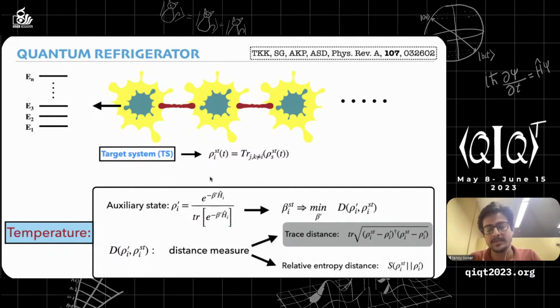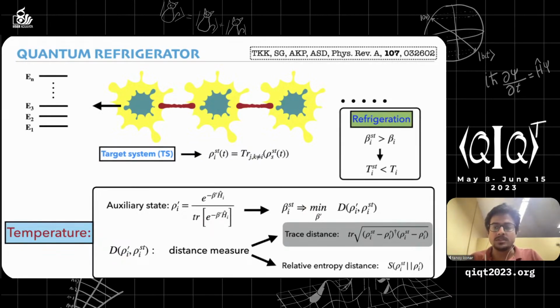So this means how close the given state is to this thermal, to our steady state system. And for this distance measure, we have taken trace distance and relative entropy distance, but here we only focus on the trace distance measure. Now refrigeration means this, obviously: when the steady state temperature is lower than the initial one.